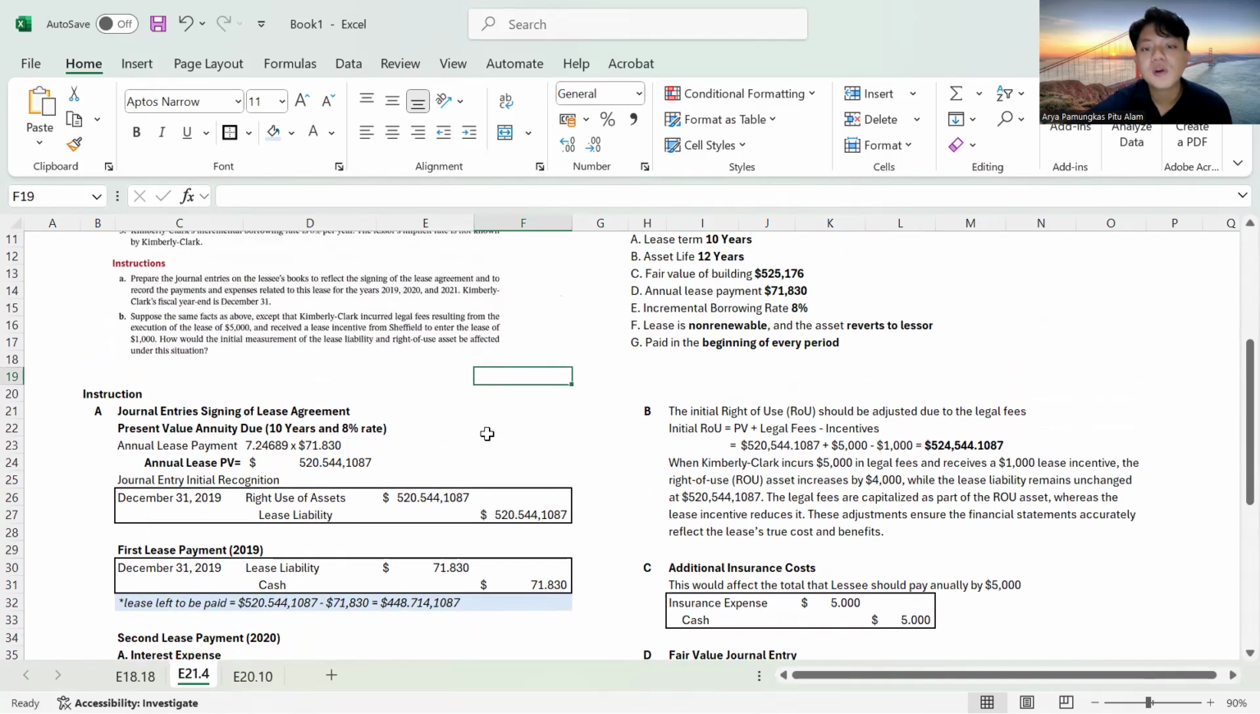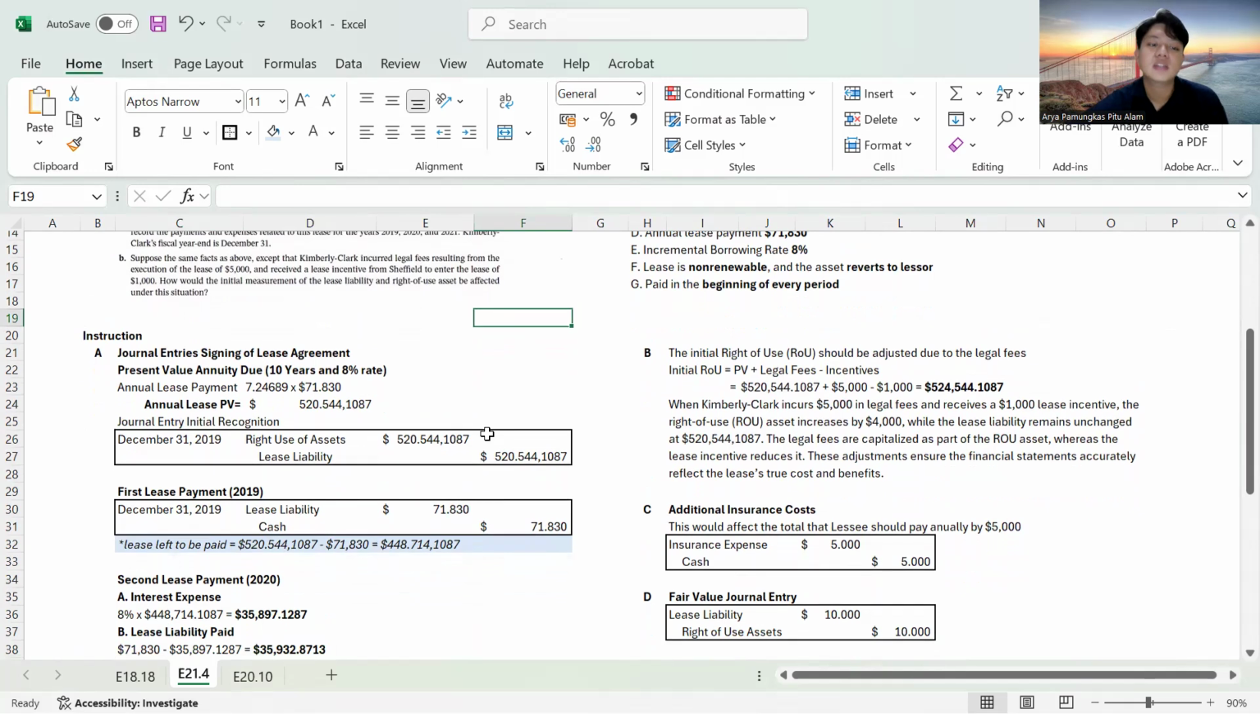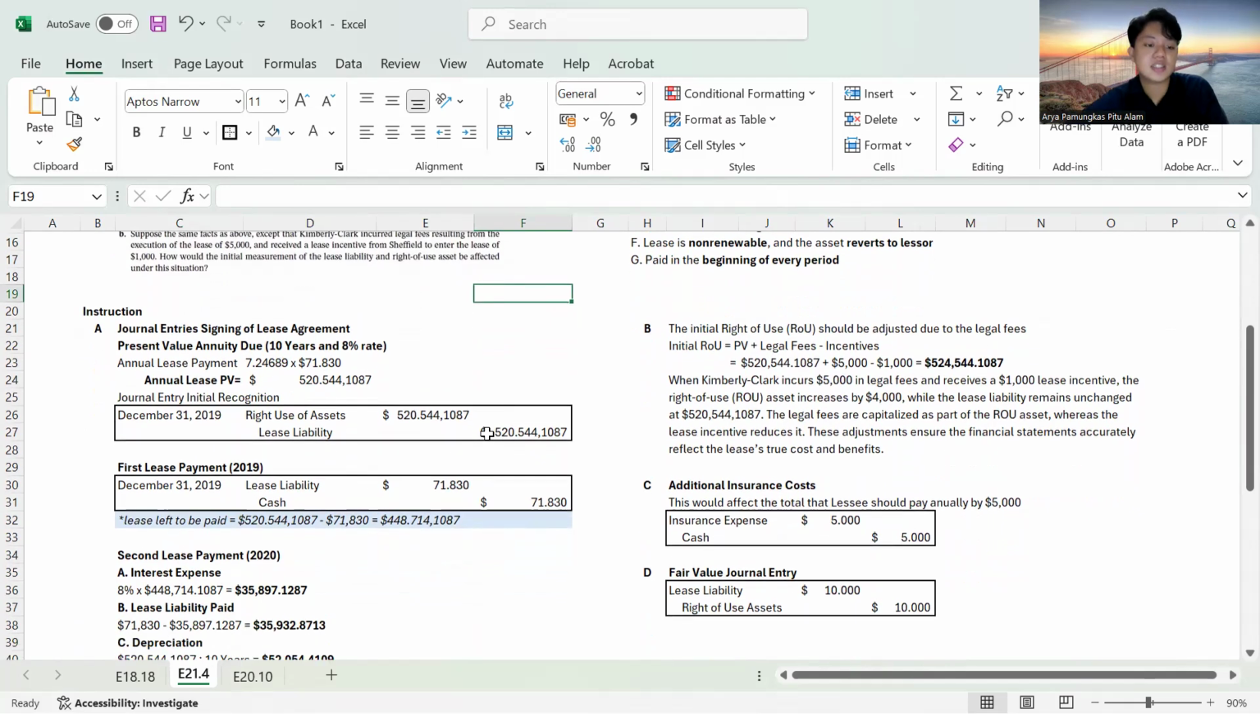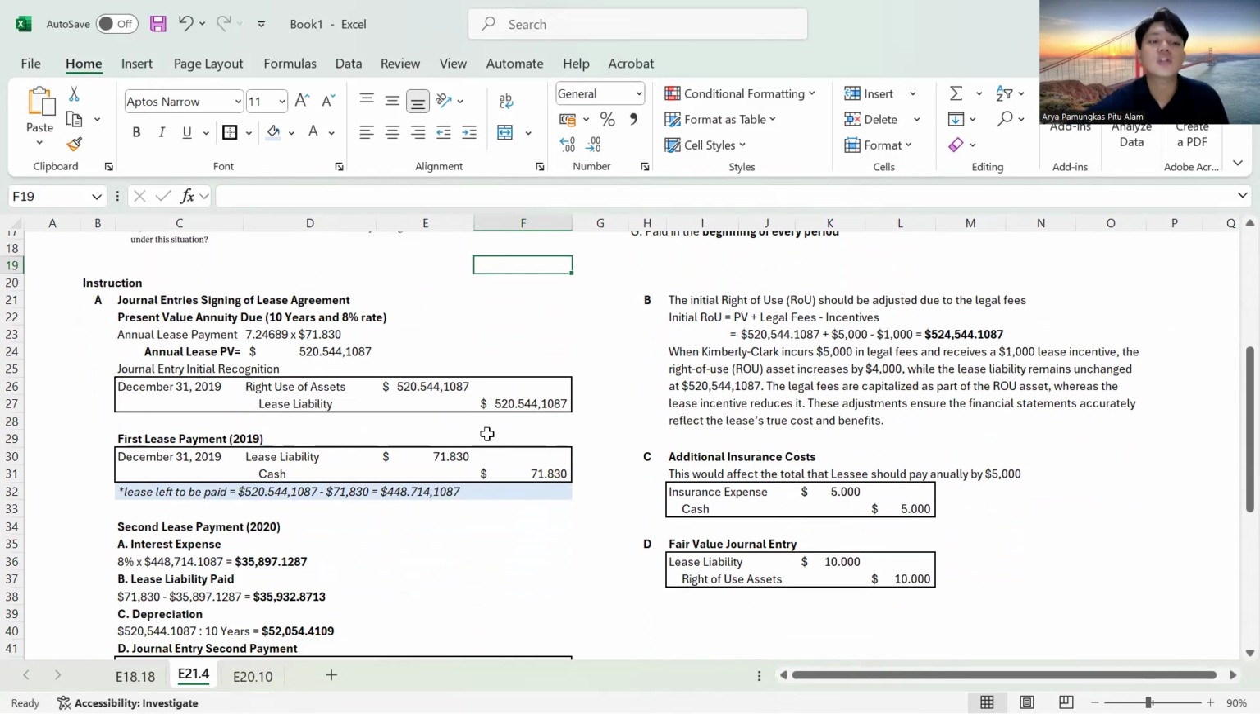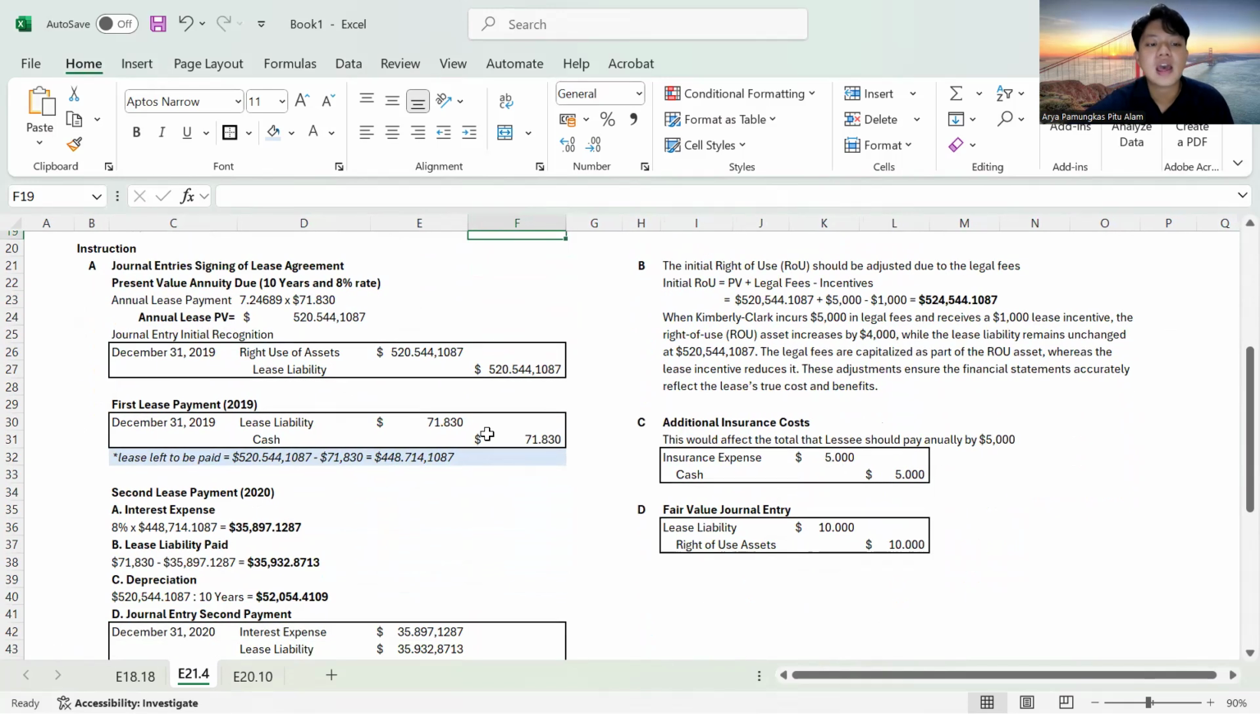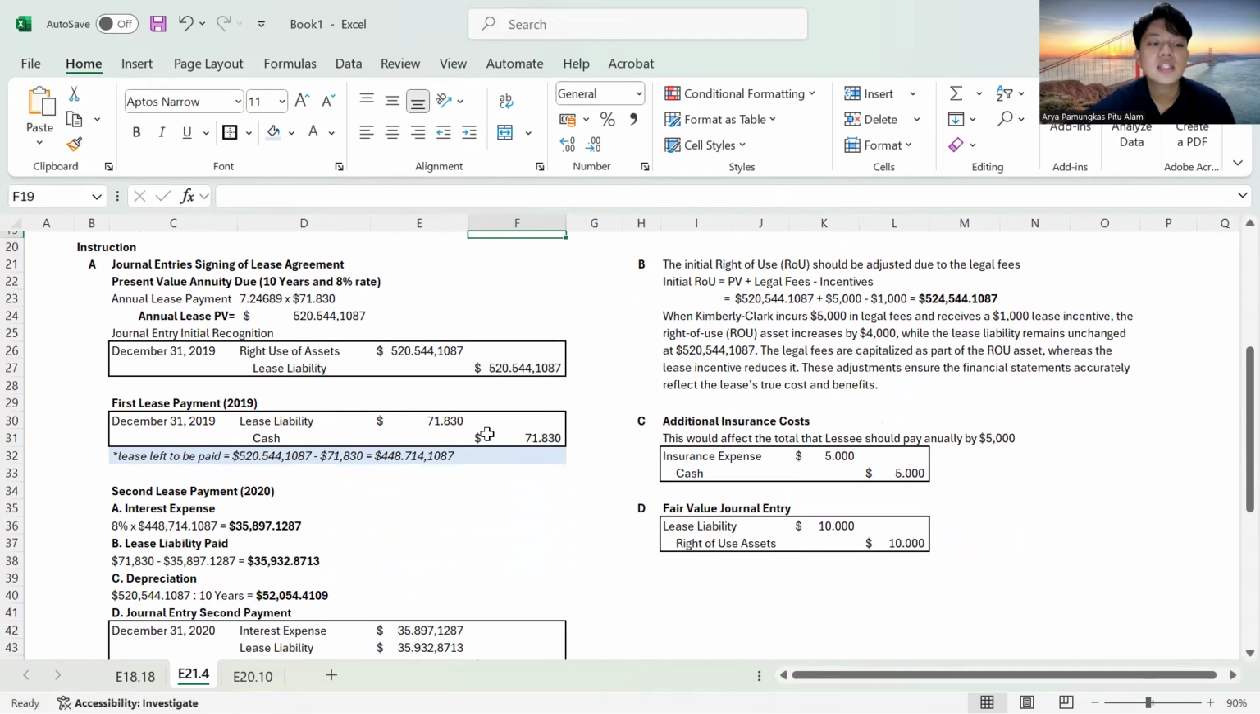And here is the journal entry for the first lease payment. Like stated before, the payment would be 71,830. The accounts are going to be lease liability and cash. So the lease left to be paid is going to be here.